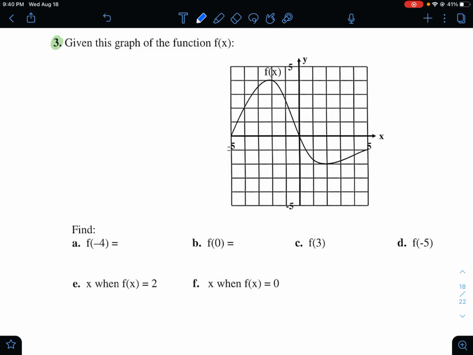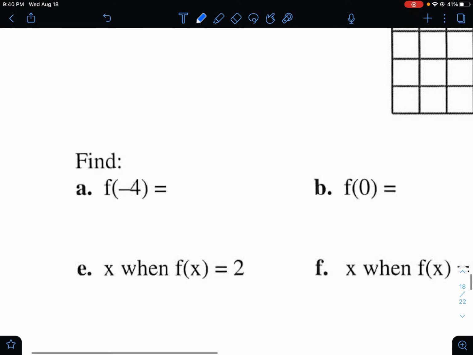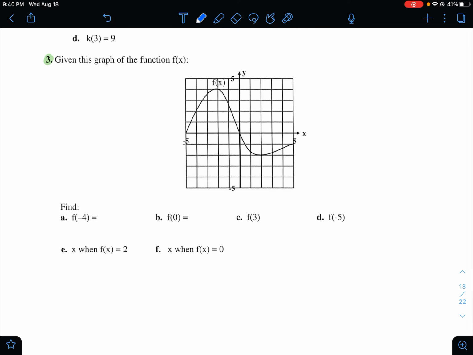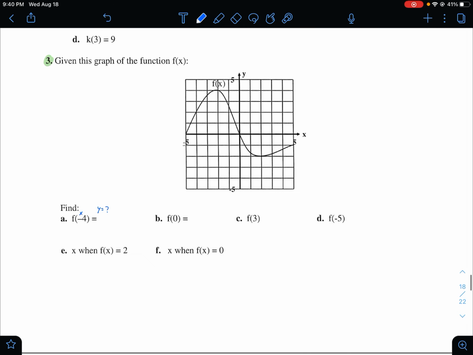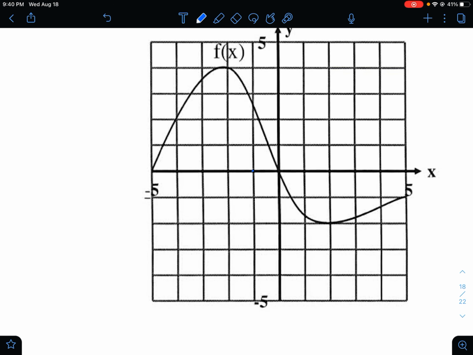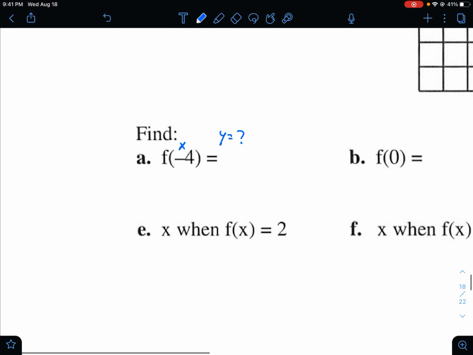So this time they gave us a graph. Before it was an actual written function, or we had a chart. In this case, they gave us a graph, which works exactly the same. They say find f of -4. Well, this means that my x value is -4. So they're looking for my y value. What's my y value when x is -4? So I'm going to go to -4. 1, 2, 3, 4. It's -4, 2. So my y value is going to be 2.